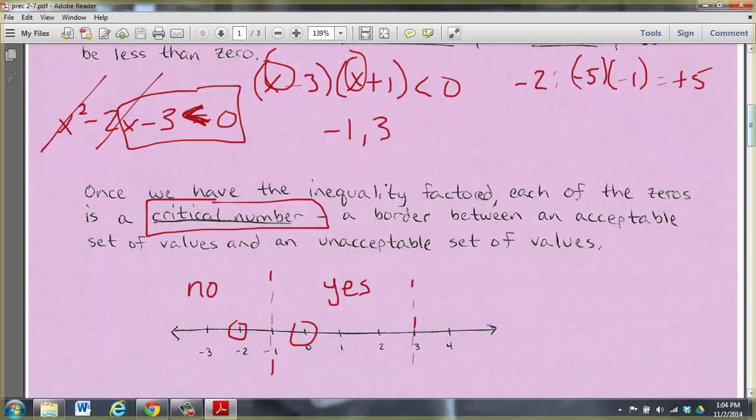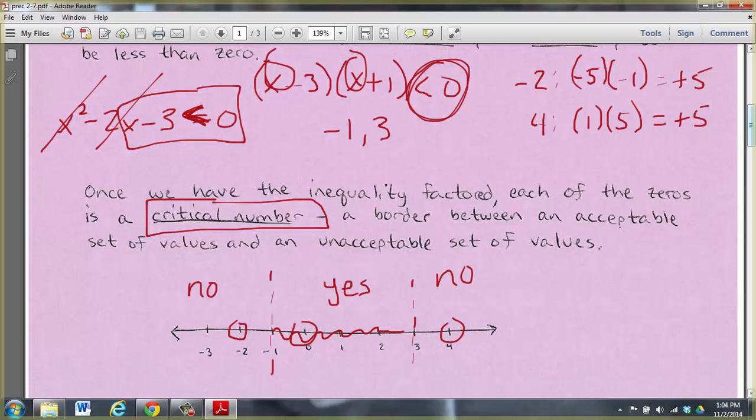My last test zone is out there, so I will try 4. And when I do that, the first term is 1, the second term is 5, which is +5, which is not less than 0, so that zone doesn't work. So we know that only this zone works.